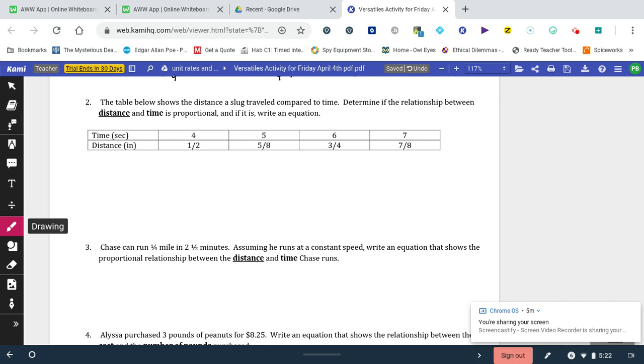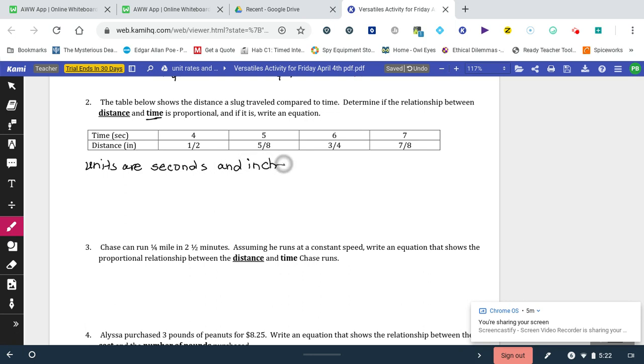It says the table below shows the distance a slug traveled compared to the time. Determine if the relationship between distance and time is proportional. And if so, write an equation. All right, so I know I have distance, which is in inches, and then time, which is in seconds. So my 2 units are seconds and inches.